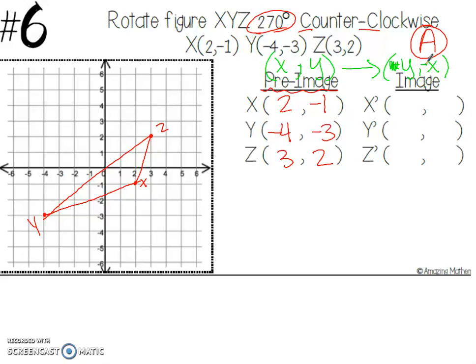Yes? Alright. So, my y's, I'm going to move over, and they're going to become my x. And then my x moves over, and I'm going to change their sign. Now, this one is a negative 4. So, if I wanted to change the sign, it becomes positive. And then I need to graph them. So, x prime is -1, -2. Y prime, -3 and 4. And then z prime, 2, -3.